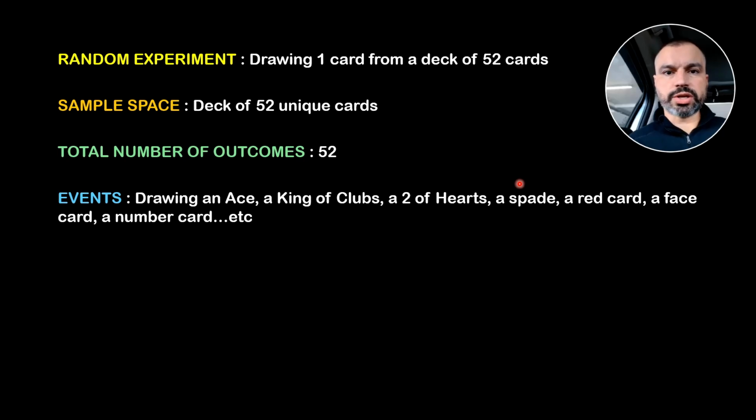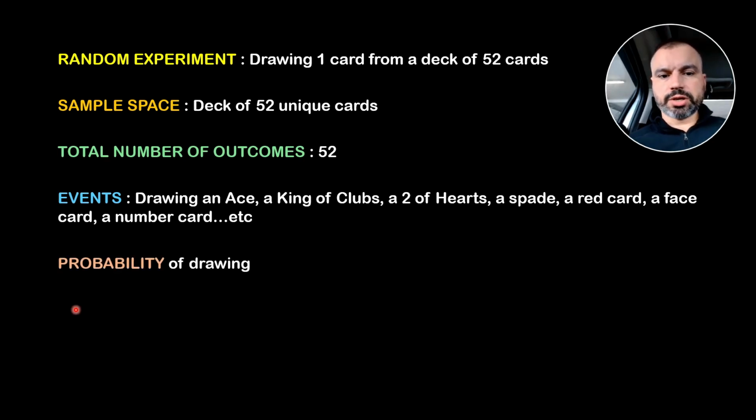The event Drawing a Spade contains 13 outcomes. We have 13 spades in the deck. The event Getting a Red Card contains 26 outcomes because we have 13 diamonds and 13 hearts. The event Getting a Face Card contains 12 outcomes because each symbol has 3 faces, a king, a queen, and a jack. So we have a total of 12 faces in the deck, etc., etc. You get the idea. So let me recap.